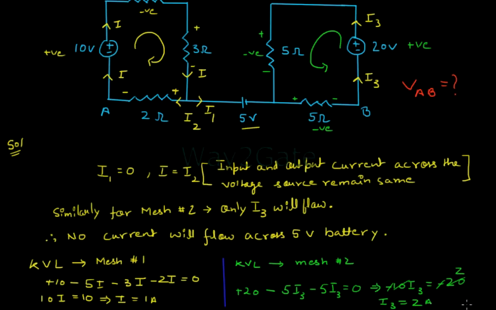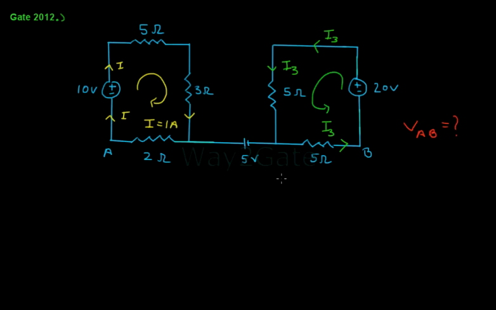As we have already calculated current I and I3, that is 1 ampere and 2 ampere, let's calculate VAB, that is the potential difference between node voltages of A and B. On considering direction of current from A to B, the polarity across the resistance 2 ohm and 5 ohm will be as shown.